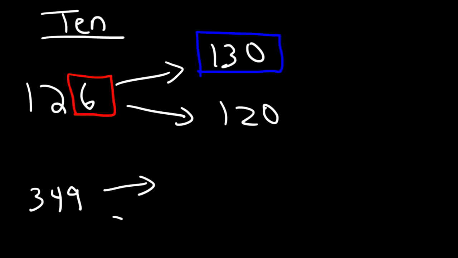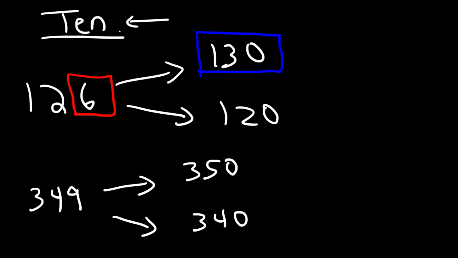Now, 349, we're going to keep the 4 or change it to a 5. So it's either going to be 350 or 340 if we're going to round it to the nearest 10. So which one is it going to be? Well, looking at the 9, this is in the category of 5 or more. So therefore, we need to round it up to 350. Let's try one more example.